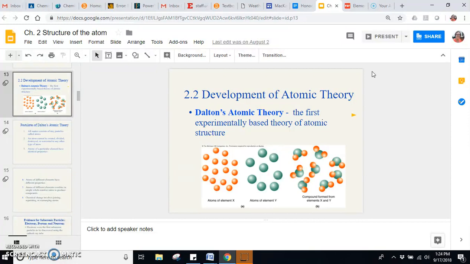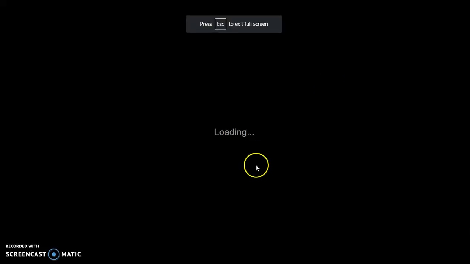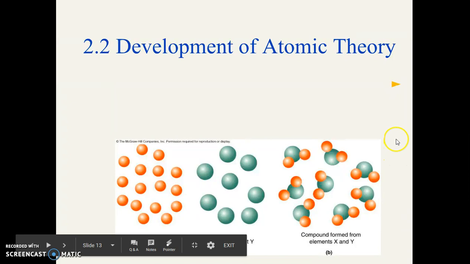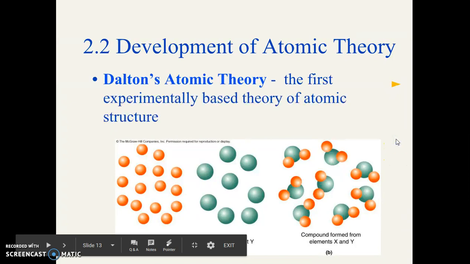So you're going to see, going from Dalton's atomic theory all the way through to the wave mechanical model, the quantum mechanical model that we use today. So we're just going to go ahead and get started with Dalton's atomic theory. This is the development of atomic theory. How has our atom changed over time?